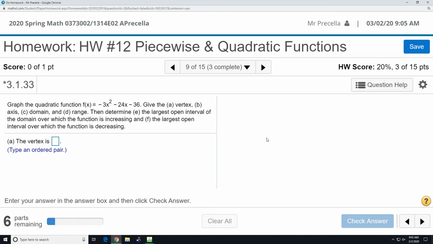7, 8, 9 are all the exact same problems, except number 9 is the one that has bigger numbers in it. So that's why I want to do that one as the example. So let me write it down. Number 9, f of x equals negative 3x squared minus 24x minus 36.